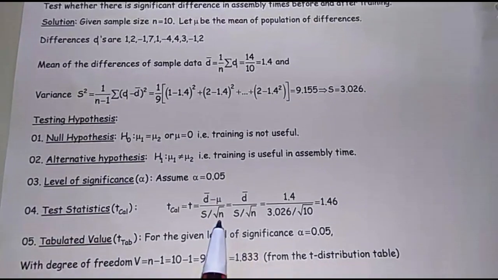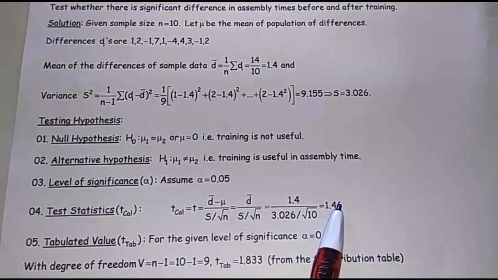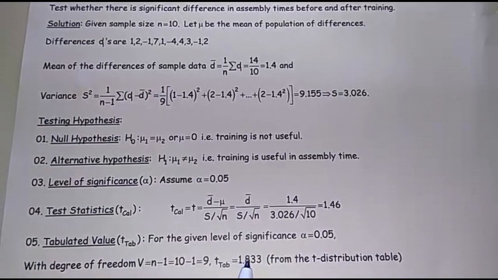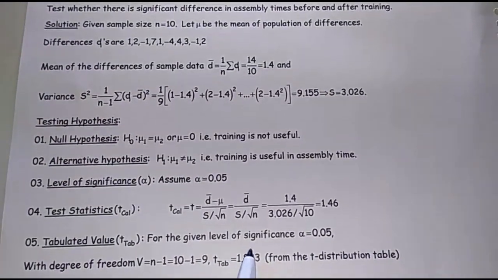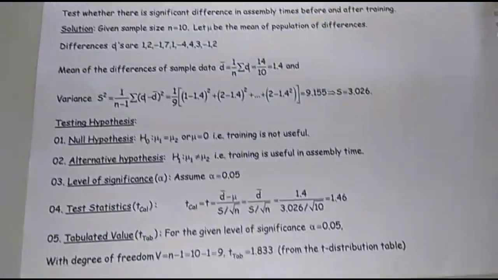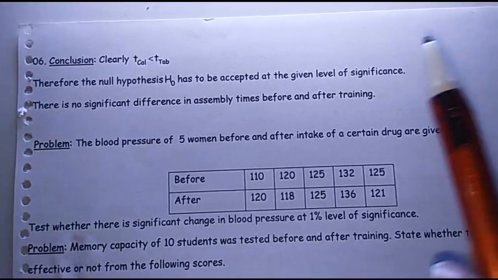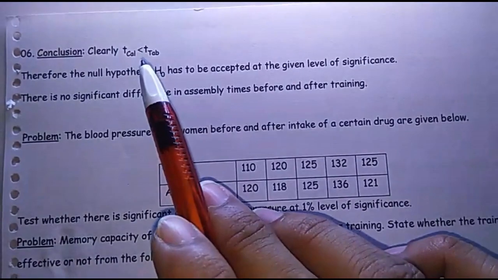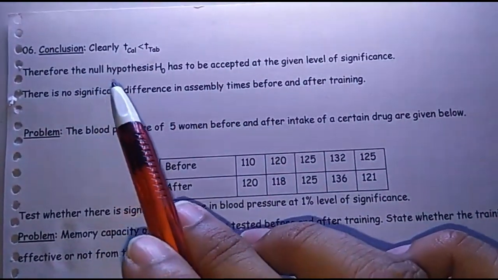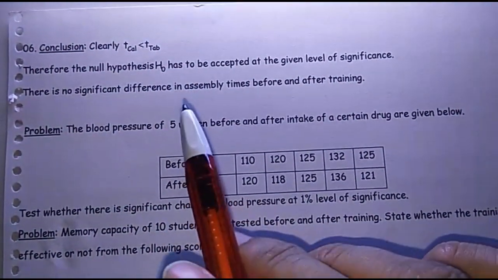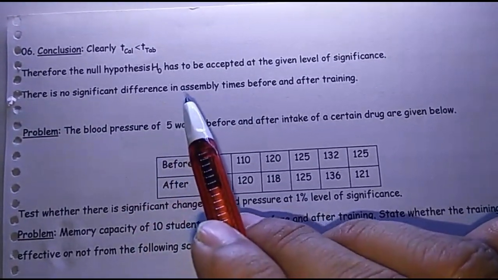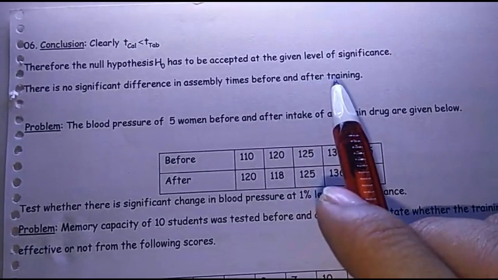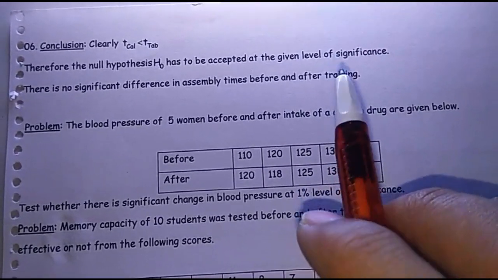Now if you observe, t cal is 1.46 and t tab is 1.833. From these two values we can observe that clearly t cal is less than t tab. Therefore the null hypothesis has to be accepted at the given level of significance. That is, there is no significant difference in assembly time before and after training, that is, training is not useful.